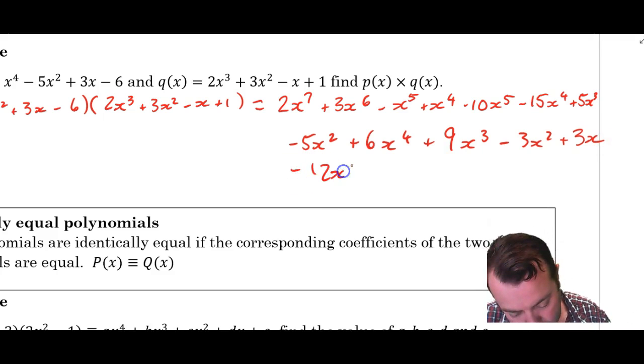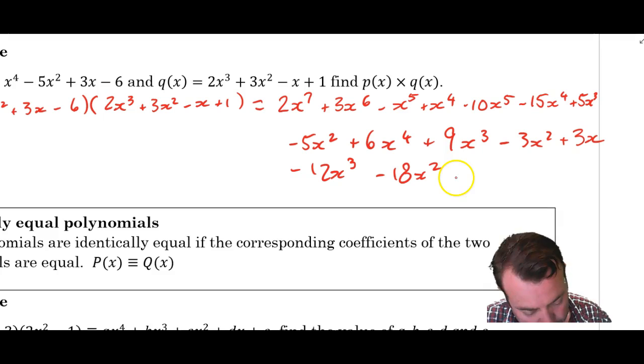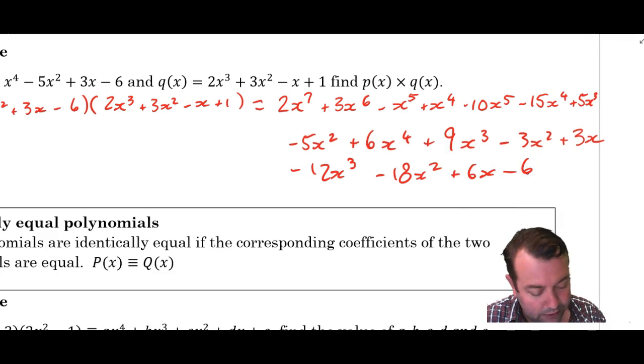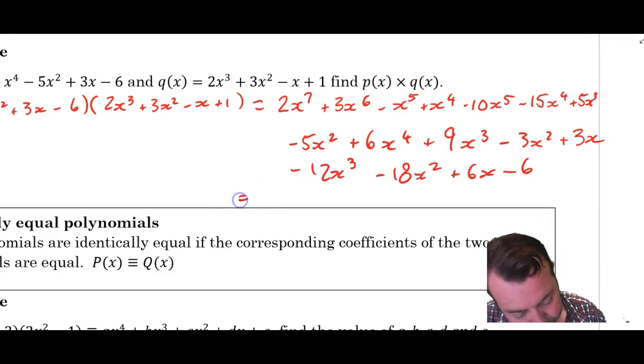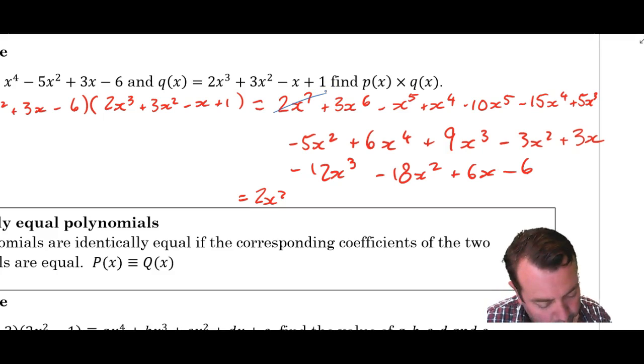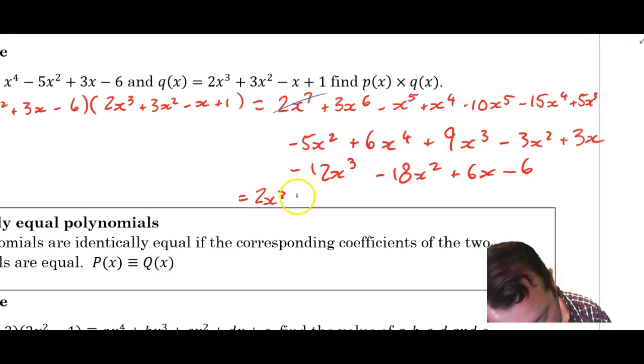Minus 12x cubed minus 18x squared plus 6x minus 6, and now we go through and collect our like terms, equals 2x to the 7. Now x to the 6, I'm going to take a different colour here and cross that out. Now, I've got 3x to the 6, that's all. So plus 3x to the 6.